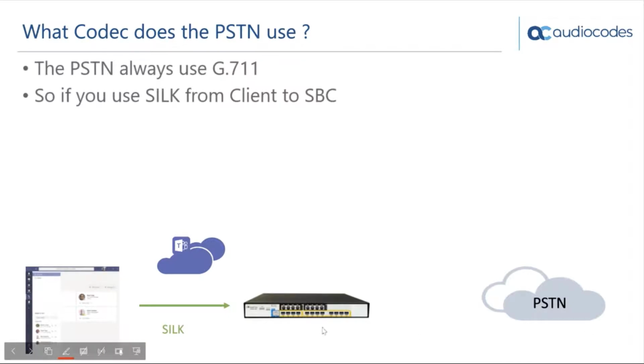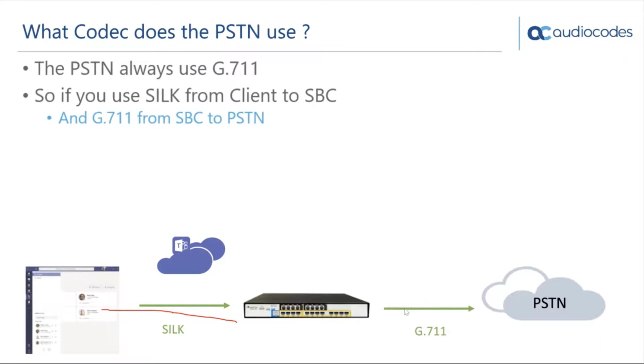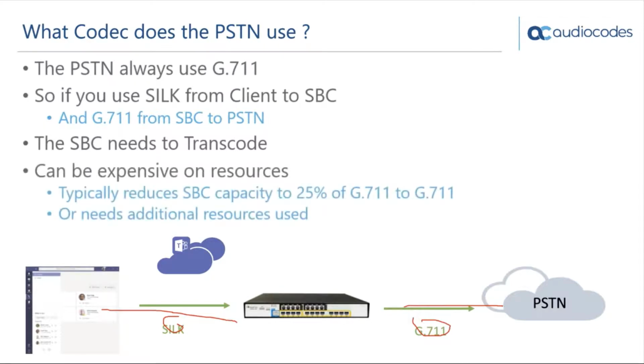So if we're going to use Silk from the client to the SBC, but G711 from the SBC to the PSTN, that means the SBC's got to transcode. Yep, it's got to change Silk into G711, which many SBCs can do, but it is heavy lifting. These are typical figures, but if you've got a hardware SBC, you can typically see a reduction in capacity of about 25%.